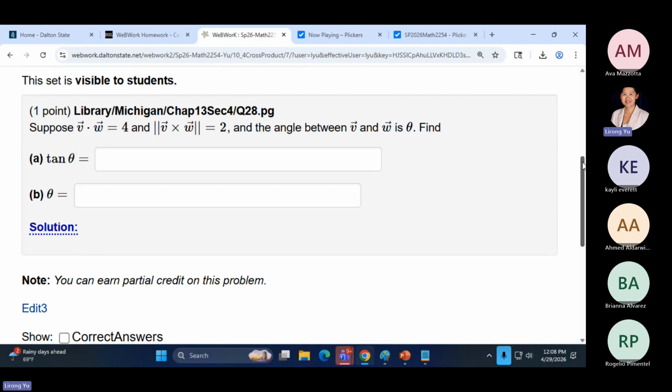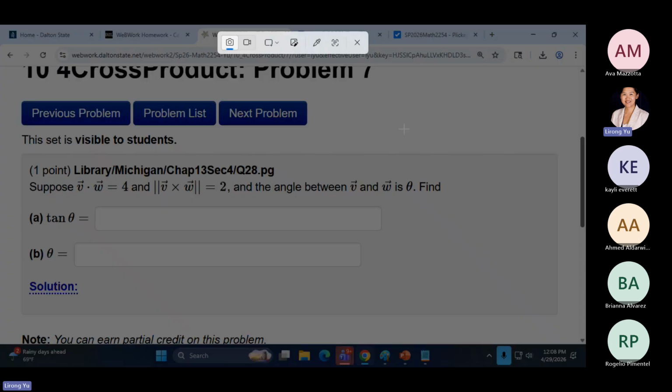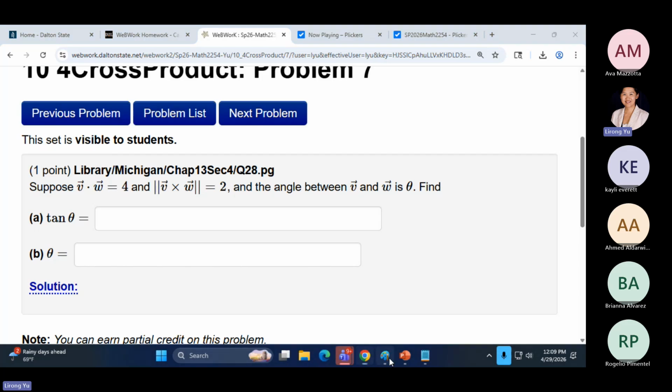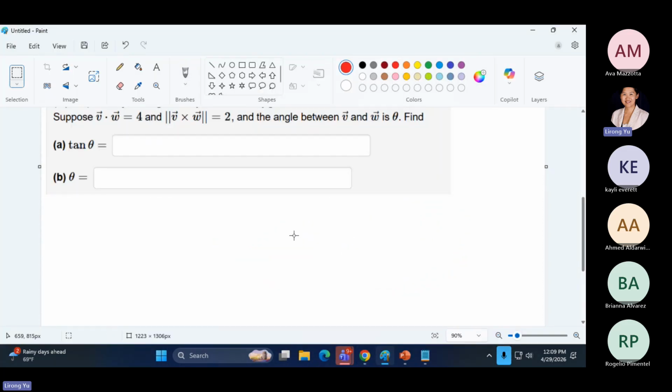Number 7. It gives us the dot product and the magnitude of the cross product. And the question will be, what's the tangent of the angle and what is the angle? Sometimes I have students who are really confused about this question. So maybe I should try to explain this example before the class is done. So then you can review the formulas involved.